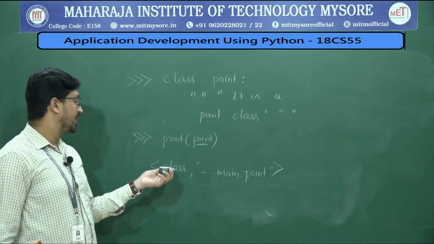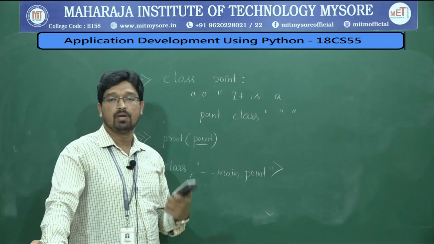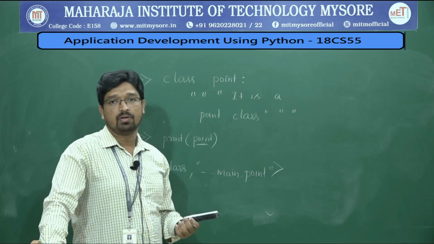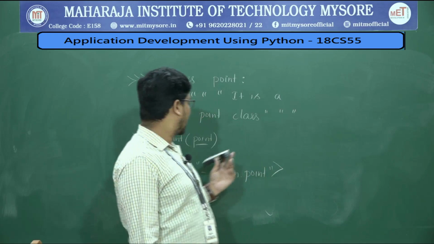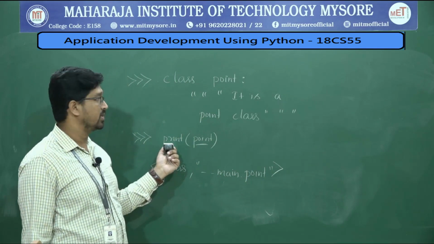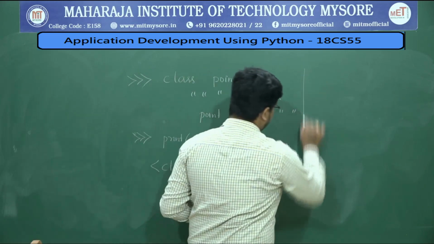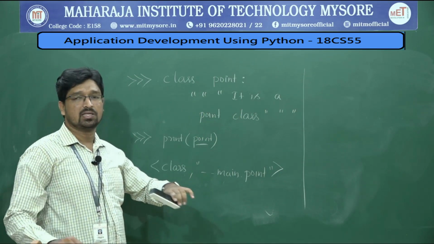So Point is the thing, but it is a class type. Like previously we used to say it is a string type, list type, dictionary type, tuple type. In the same way, it is called a class type. Class type, if you try to print this. Okay. Next, this is how we create an empty class.